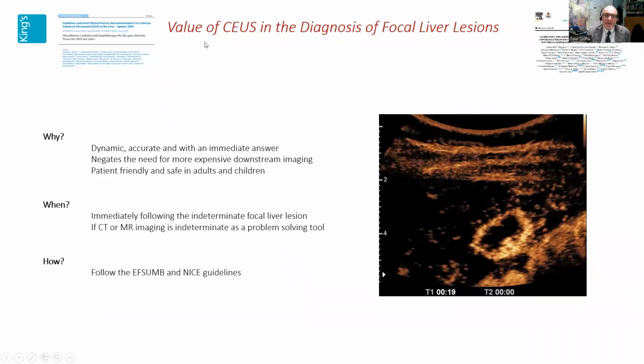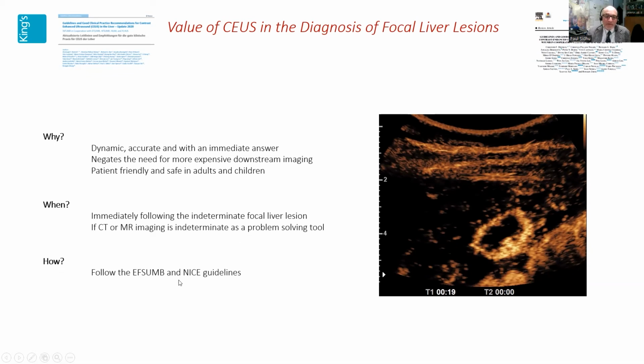So in conclusion, what is the value of contrast-enhanced ultrasound in diagnosis of focal liver lesions? Why do you use it? Well, it's dynamic, it's accurate, and gives you an immediate answer. It negates the need for more expensive downstream imaging. It is patient-friendly and safe in both adults and children. When should you use it? Immediately following the indeterminate focal liver lesion that you pick up on your ultrasound examination, but also when CT or MR imaging is indeterminate, and it's used as a problem-solving tool.